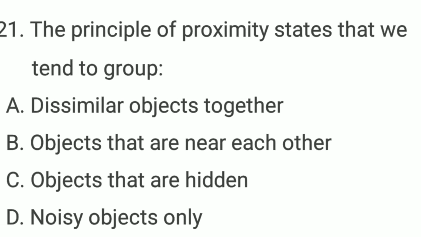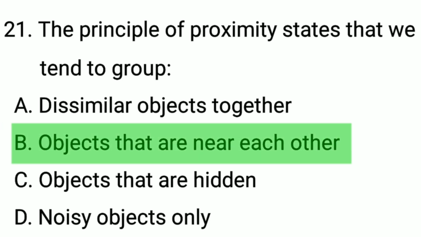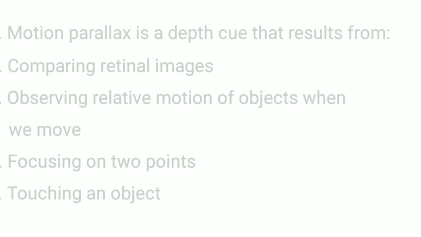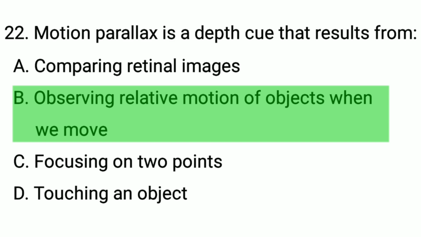Question number 21. The principle of proximity states that we tend to group. The right option is option B, objects that are near each other. Question number 22. Motion parallax is a depth cue that results from. The right option is option B, observing relative motion of objects when we move.